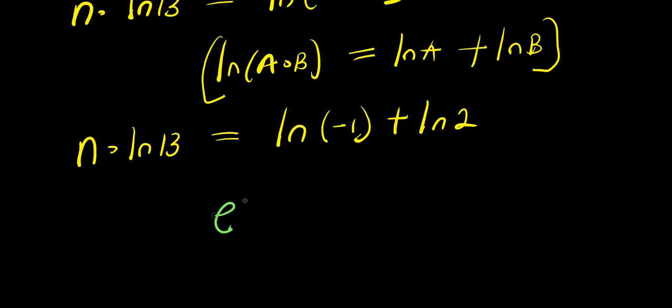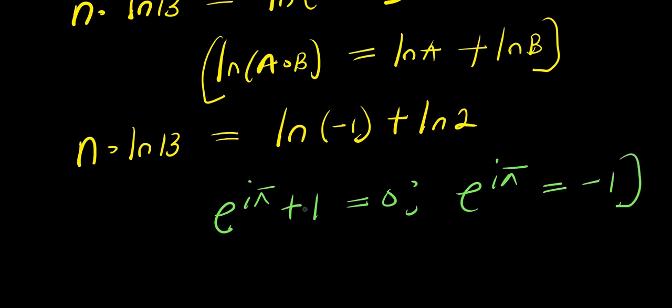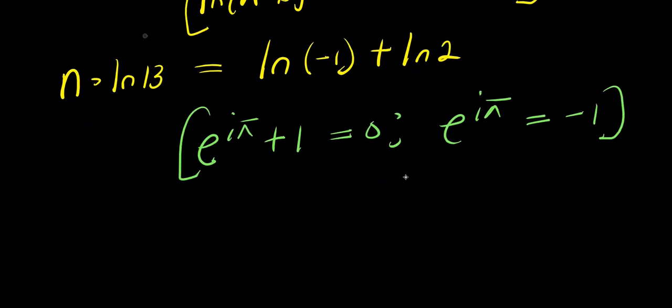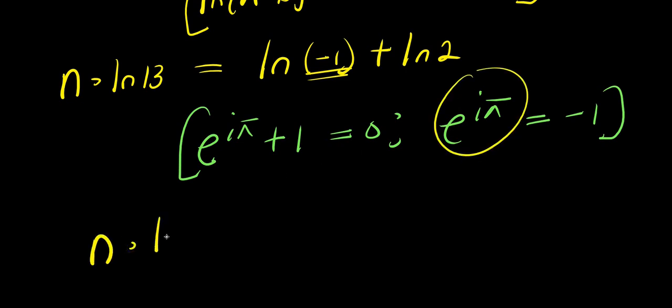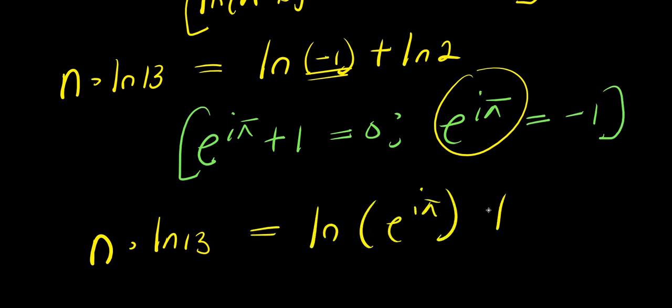So from here, what we are going to do will be to consider this identity. If you have e to the power of i times pi plus 1, this equals 0. From here, we have e to the power of i times pi equals negative 1. So this negative 1 here, we are going to replace it with this. So we have n times natural log of 13 equals natural log of e to the power of i times pi plus natural log of 2.